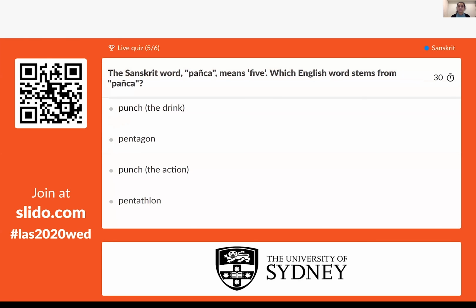The Sanskrit word pacha means 5. Which English word stems from pach? Punch, the drink, pentagon, punch, the action, or pentathlon?